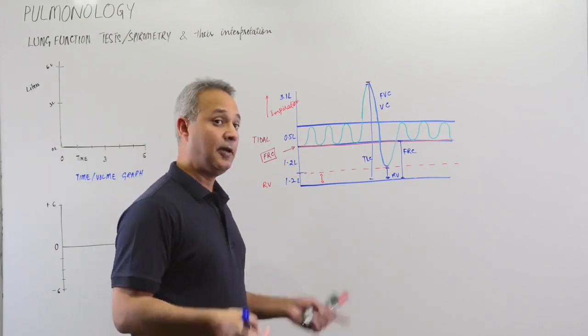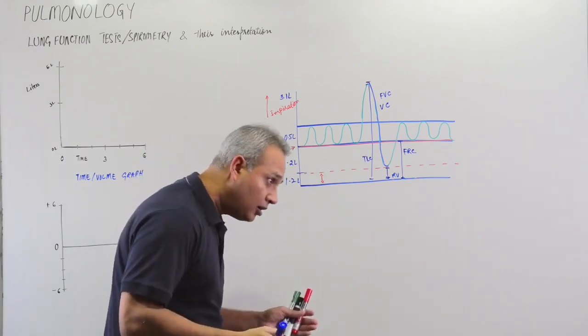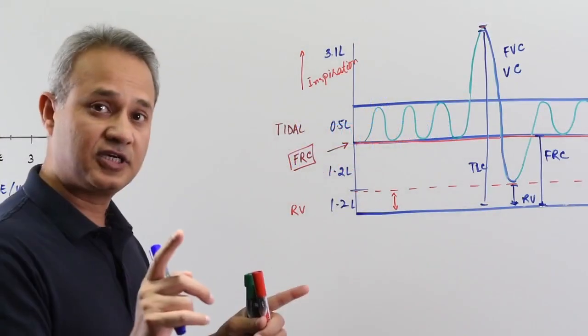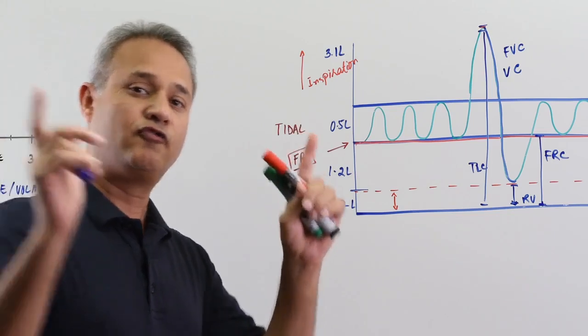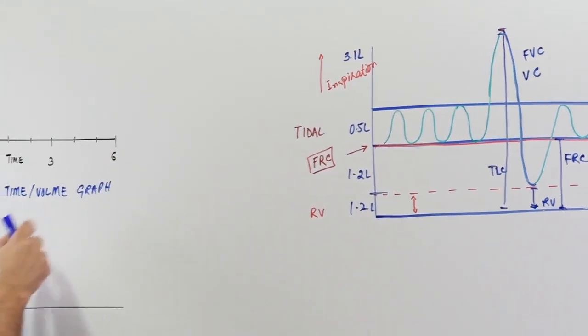This is vital capacity. But if I do this full inspiration, then this is the forced vital capacity. So today's discussion is about forced vital capacity, time-based vital capacity, forceful vital capacity. So keep an eye on the time volume graph.